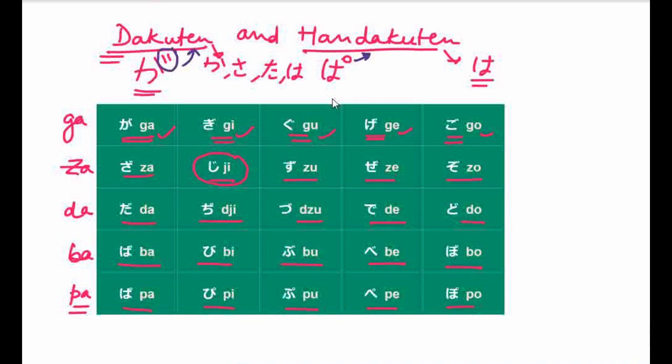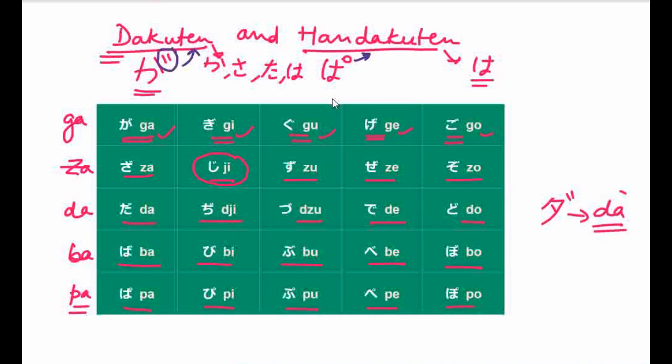Now this is for Hiragana. And for Katakana there is no change in sound. Only the letters will change, otherwise the sound will remain the same. For example, if I say Ta, this is my Ta. If I apply Dakuten to Ta, it becomes Da.